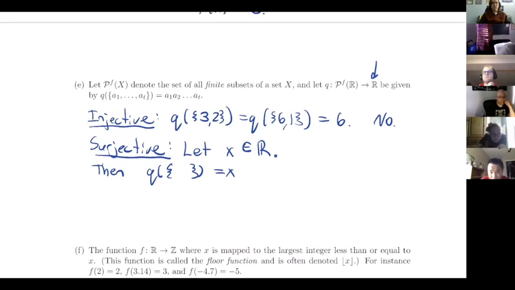Yeah, that's right. We can pick x, we can pick 1x, whatever. I don't need to pick the 1 in there. So that's really all we needed to see, was that there is something which maps to that number.